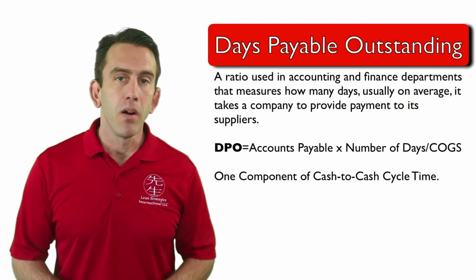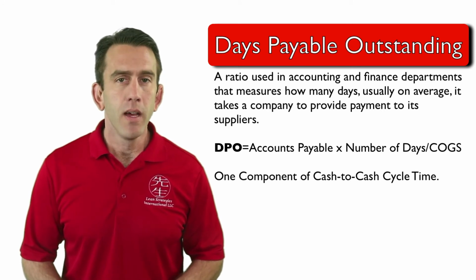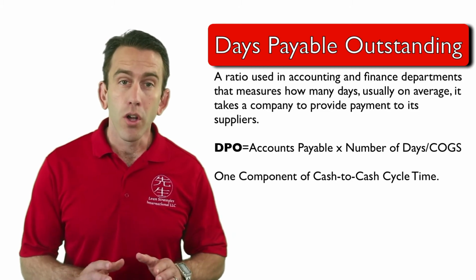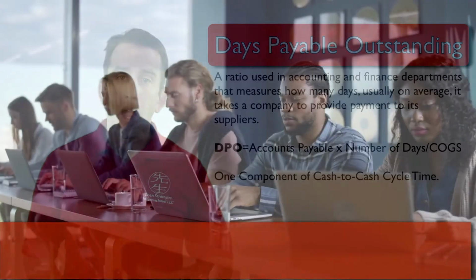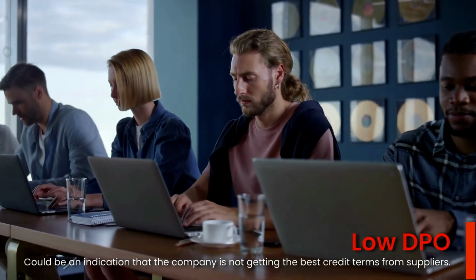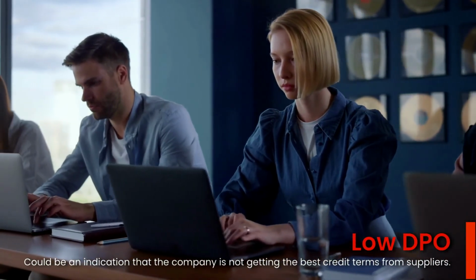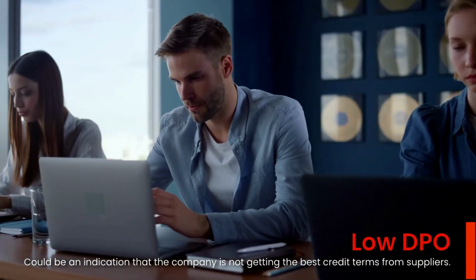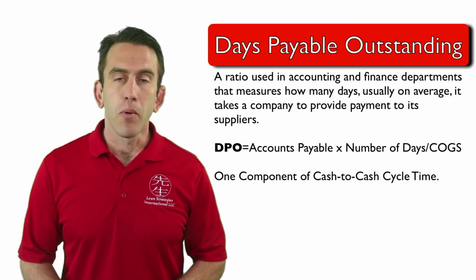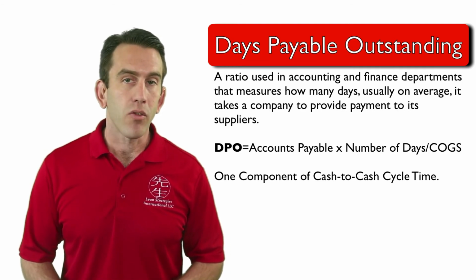It's important to remember that DPO can vary quite a bit between industries and practices. As such, there is no standard number that represents a good or bad DPO. Sometimes, when a company's DPO is low, it could be an indication that the company is not getting the best credit terms from suppliers or is not taking full advantage of the credit terms that may be available to them. With that being said, this could be an opportunity to extend DPO and improve the company's cash-to-cash cycle time.